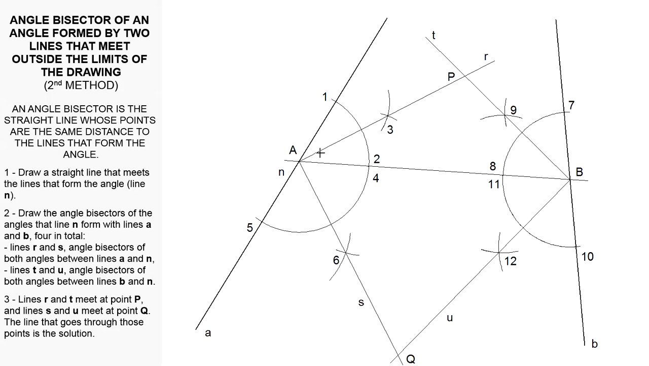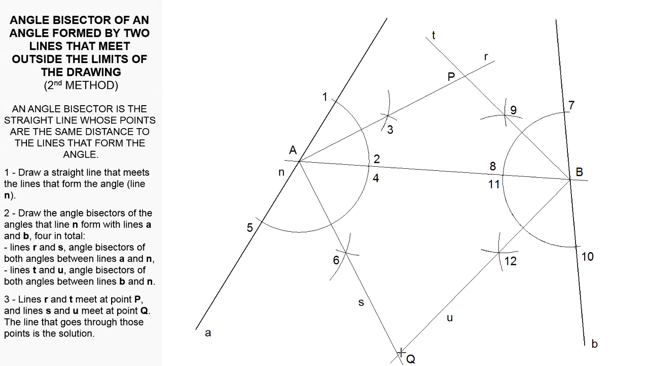If each point on this line R is the same distance to lines A and N, and each point on this line T is the same distance to B and N, since they are the angle bisectors of these two angles, point P, where lines R and T meet, is the same distance to lines A, N, and B, so it is the same distance to lines A and B, which means that point P belongs to the angle bisector of lines A and B.